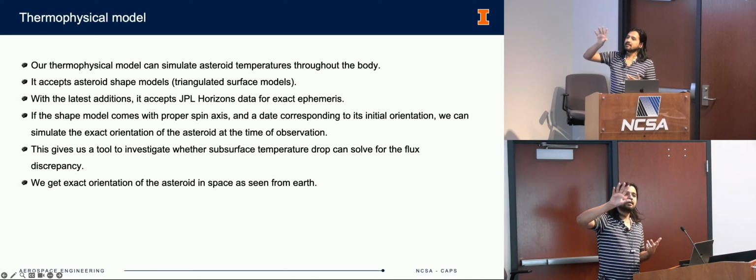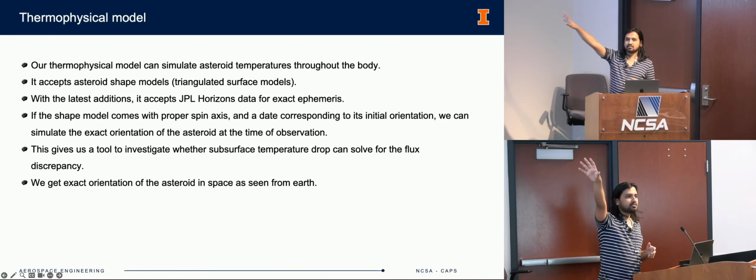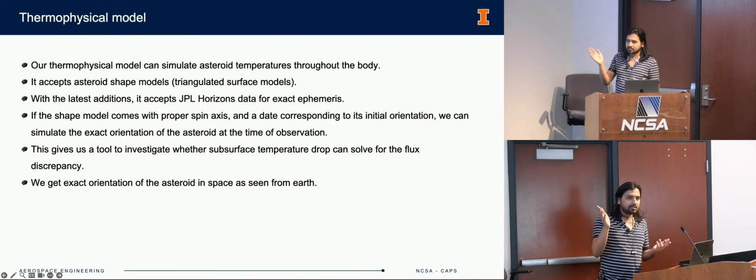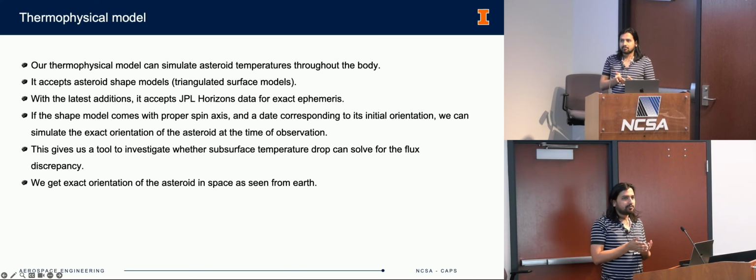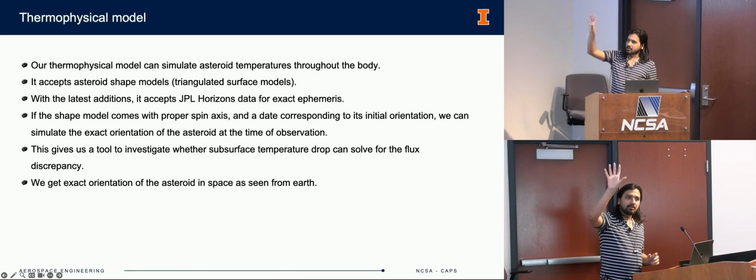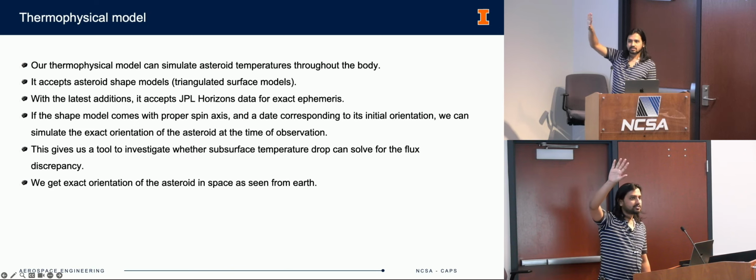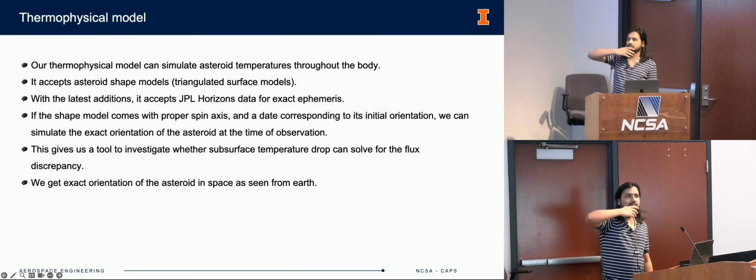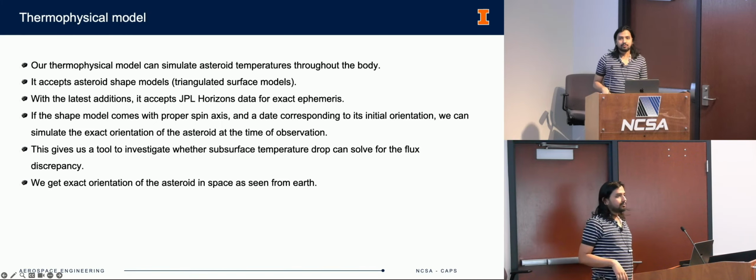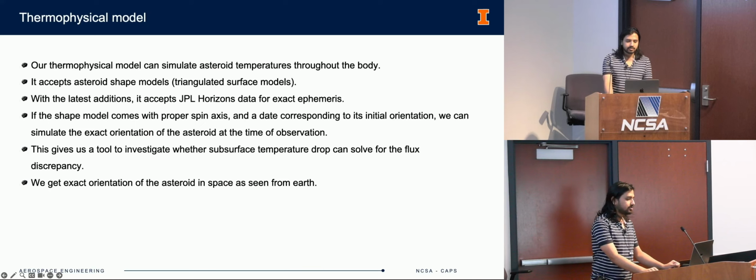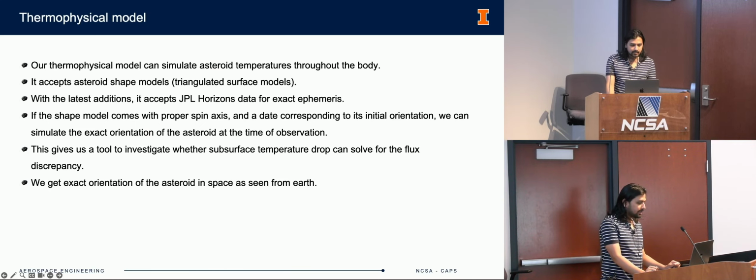So we can get the exact orientation of that asteroid in space when we observe it from Earth. So in that way, we can get the exact orientation of the asteroid. We have proper surface and subsurface temperature modeled. So this gives us a tool to investigate whether subsurface temperature is actually causing this drop in flux.